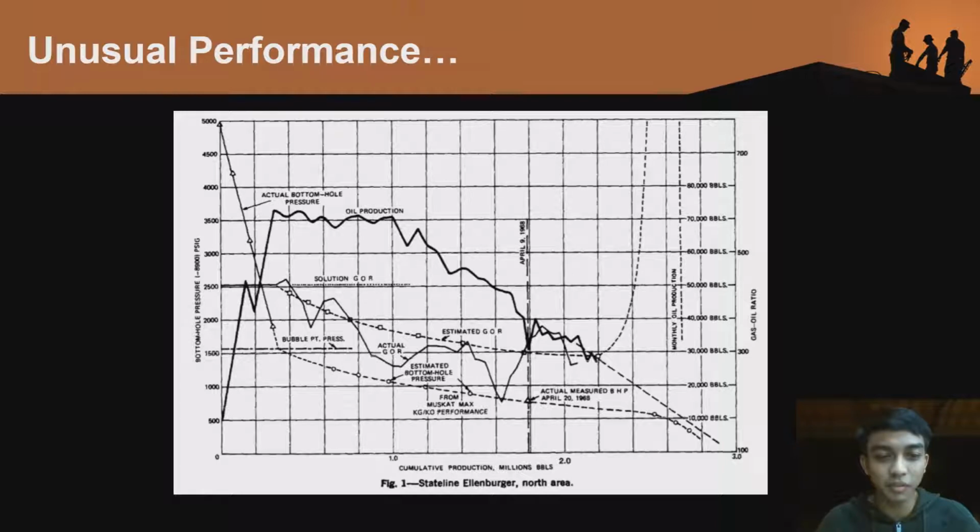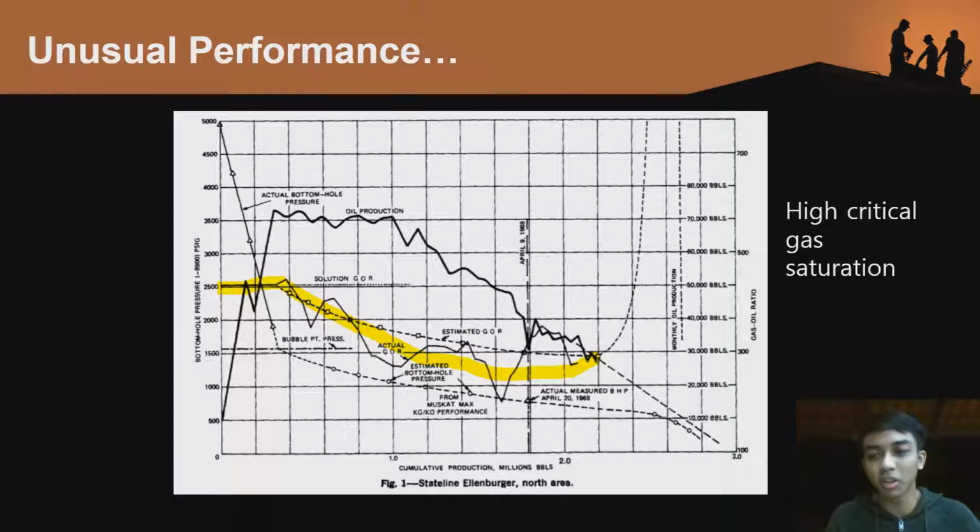This is the solution gas drive graph from the State Line Ellenberger field. So as you can see, the actual GOR is decreasing from here to here. So it is very different from the normal one, which increases and then decreases at stage 4. This is because of high critical gas saturation.